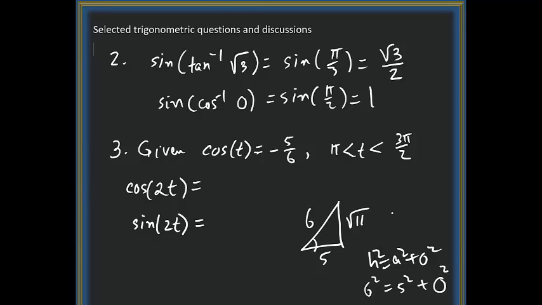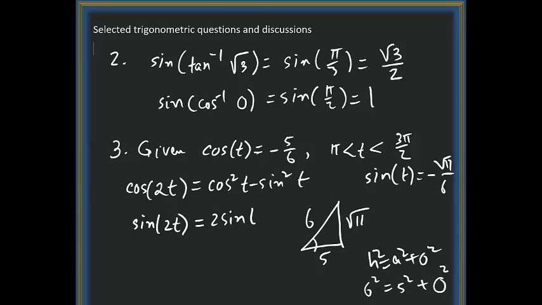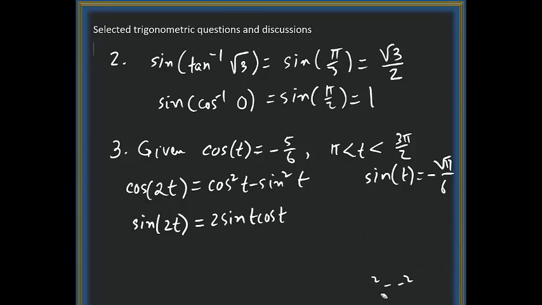So now we can easily say our sine t is also negative in quadrant 3, and you get negative square root of 11 over 6. Now when you are looking for cosine 2t, we know our formula is cosine squared t minus sine squared t, and sine 2t is 2 sine t cosine t. So the values we have already determined, we just need to plug in and simplify. So then the second one I do first.